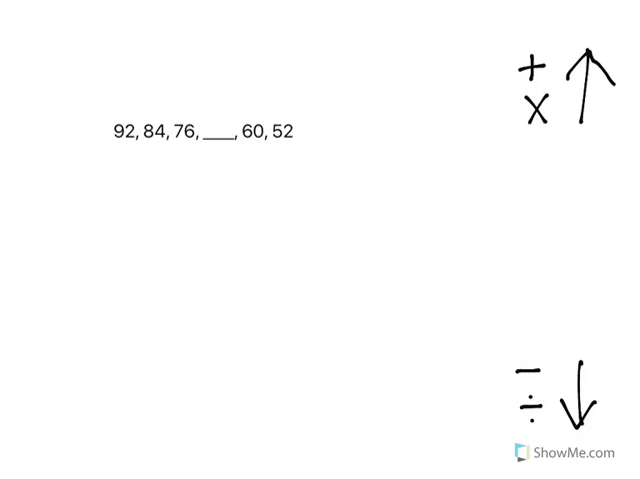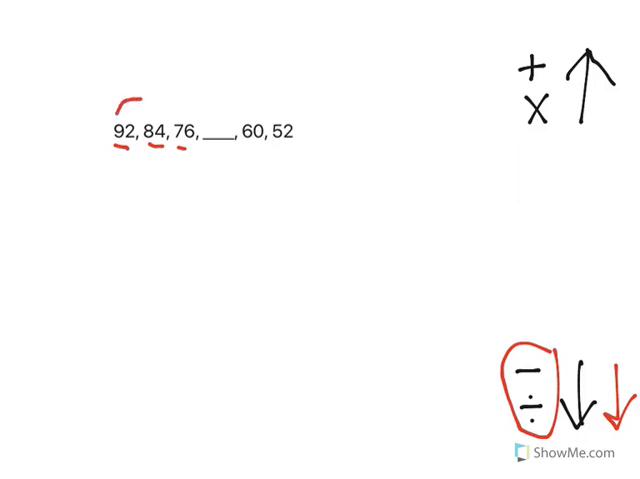So, I'm looking at my numbers and I see 92, 84, 76. This shows me that my pattern is going down, it is decreasing. So I'm either going to subtract or divide. I'm going to start with subtraction.